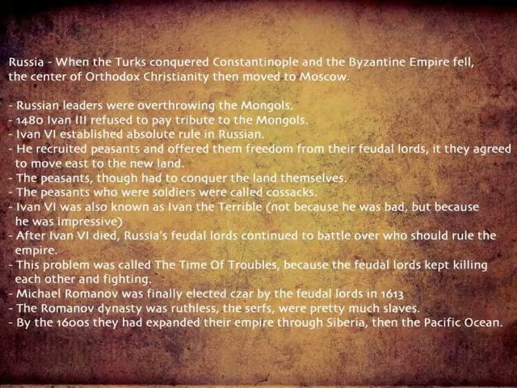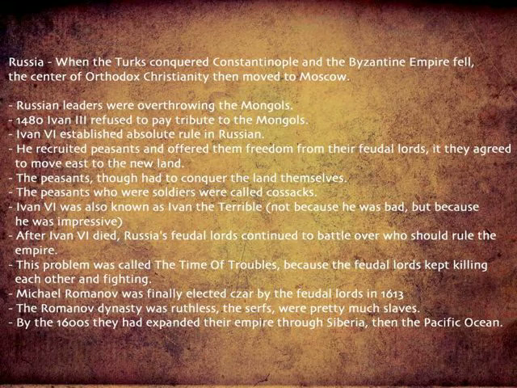Russia. When the Turks conquered Constantinople and the Byzantine Empire fell, the center of Orthodox Christianity then moved to Moscow. Russian leaders were overthrowing the Mongols. In 1480, Ivan III refused to pay tribute to the Mongols. Ivan IV established absolute rule in Russia.